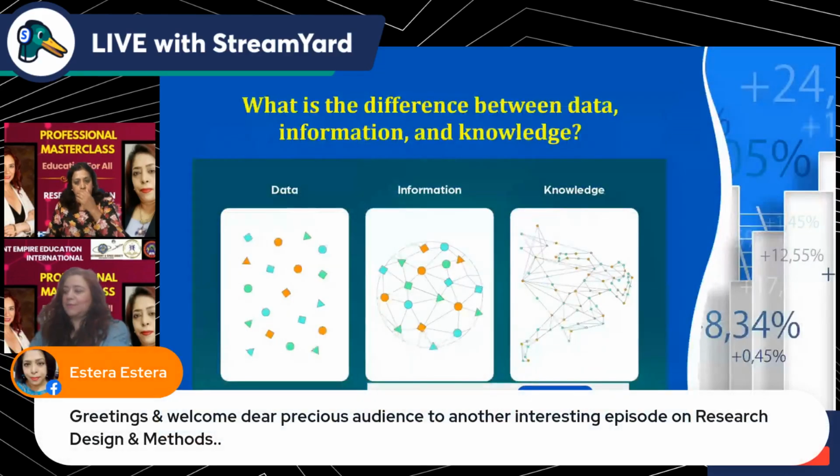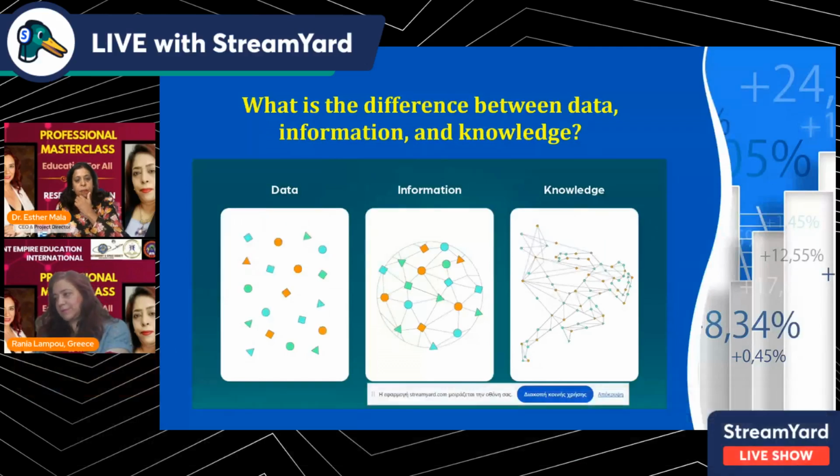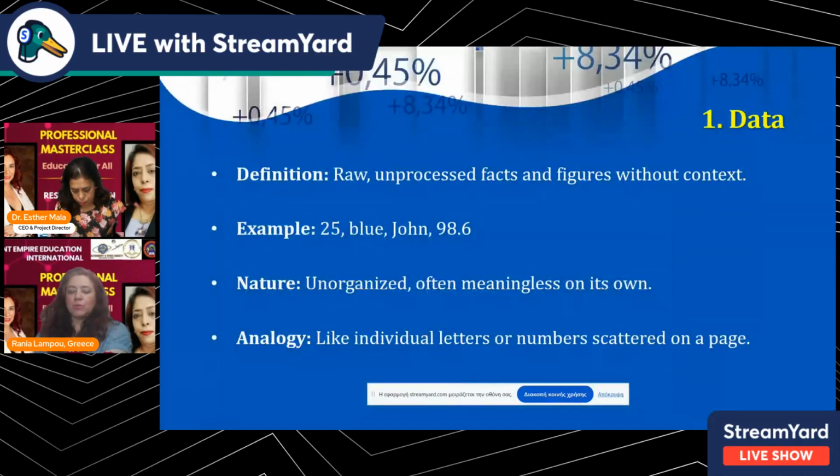Now, what is the difference between data, information, and knowledge? That's a great question. Data, we mentioned, is everything that has to do with raw and unprocessed facts and figures without context.